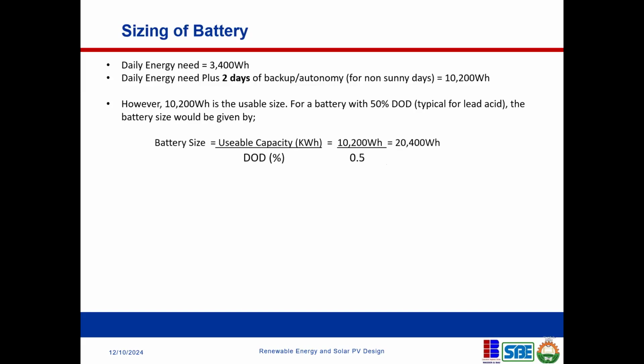Now, from the load characteristics, we already know that our daily demand is 3,400 watt-hour. We assume days of autonomy to be 2 days. If we add those 2 days to our normal regular day, it becomes 3 days, and that's why we are multiplying this battery size by 3. We'll have 10,200 watt-hour.